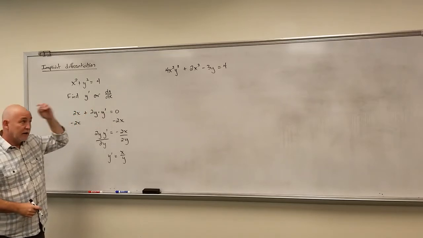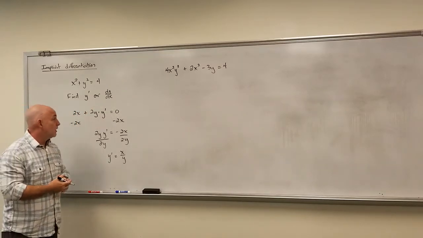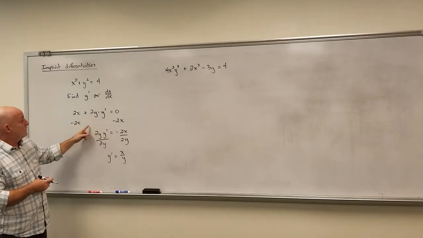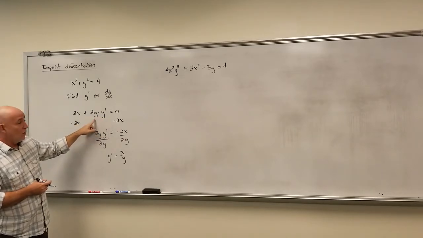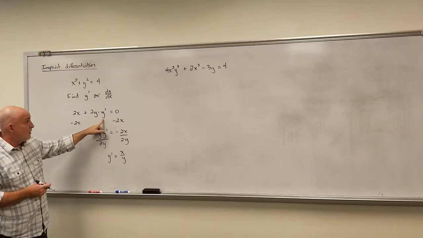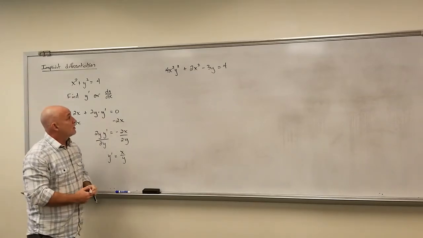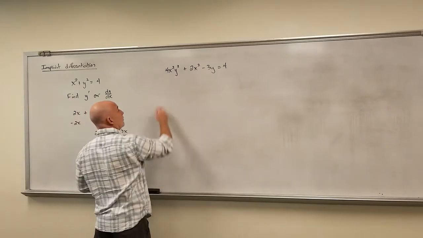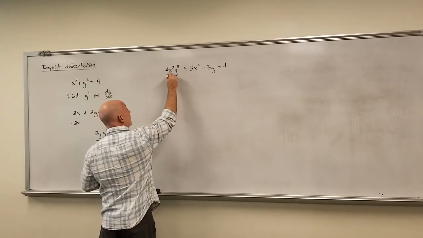I think I'm going to use dy/dx this time just so we can use the notation. Now remember, the whole idea for this is anytime we have to take the derivative of a function of y, we have to multiply by y prime. Now let's start with this first term. Since we have x's and y's multiplied together, we need to do our product rule.